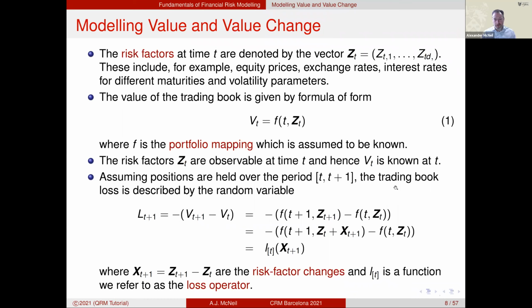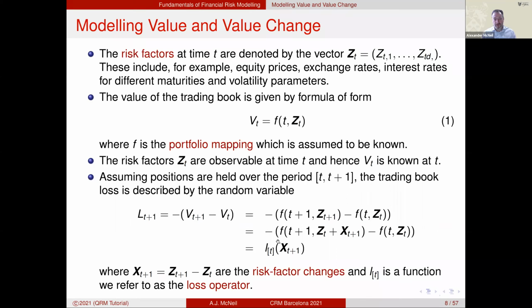Then the trading loss, which might indeed be a profit, would be the negative of the value change over that time period. And inserting formula 1, this is a function of the changes in the risk factors. So I've introduced in this formula a vector x, which is the changes in all of these risk factors from today to tomorrow, if we're looking at the next 24-hour horizon, or for the next week or for the next month, depending on the horizon.